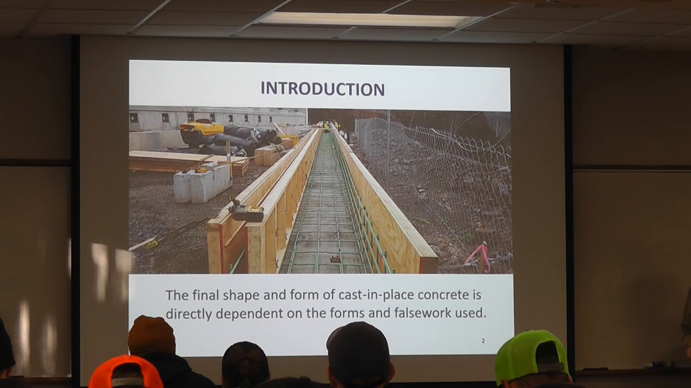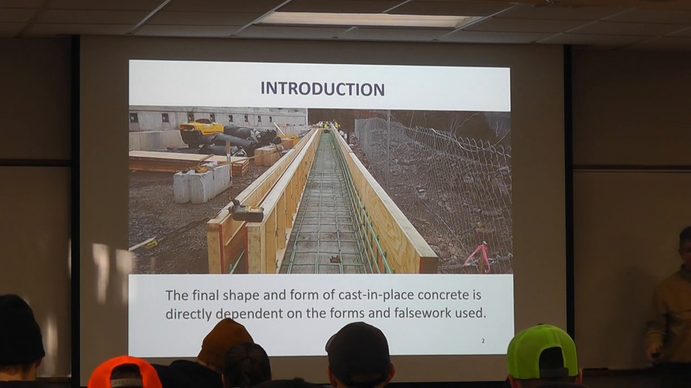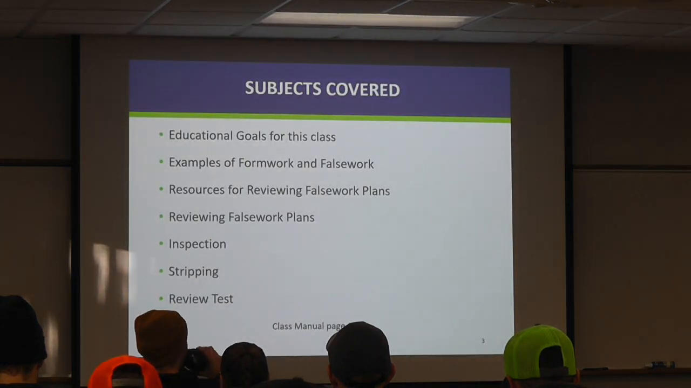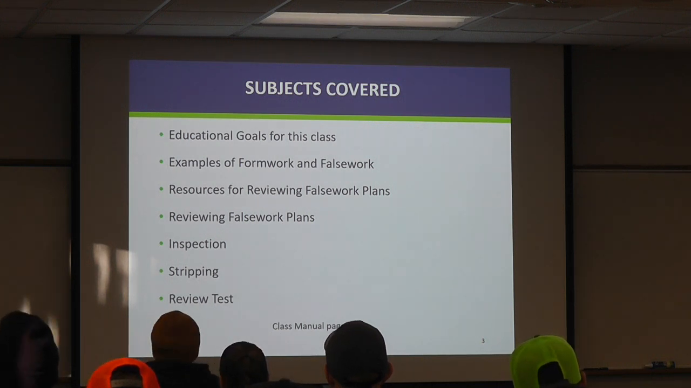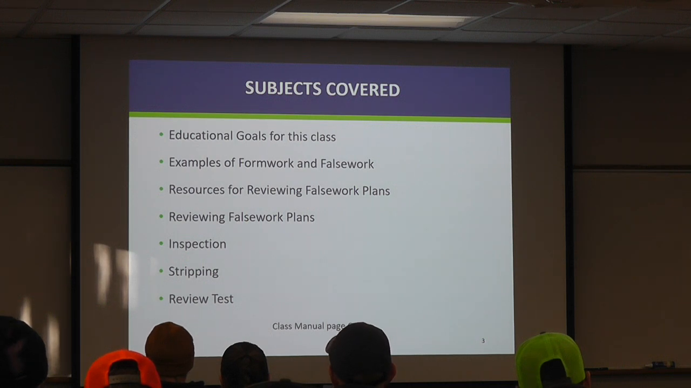So the final shape and form of cast-in-place concrete, and really the precast concrete as well, is directly dependent on the forms and the false work that's used. So we'll look at the terminology of what this means. The goals, as I mentioned, this used to be a full day class where they did a lot more calculations. So the goals aren't that we're going to calculate stuff, but to understand what goes into forms, what goes into false work, what makes a bridge stand up, and so forth.